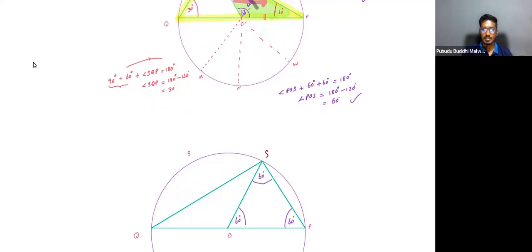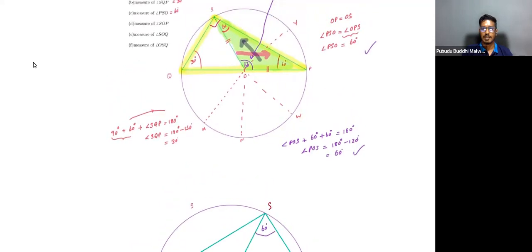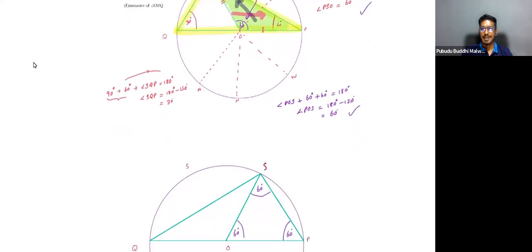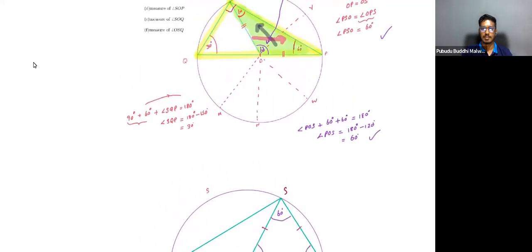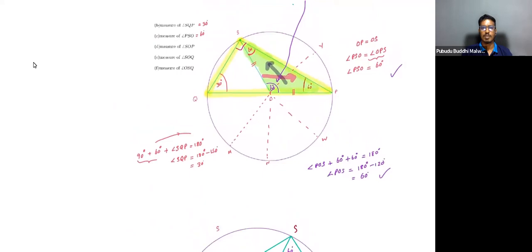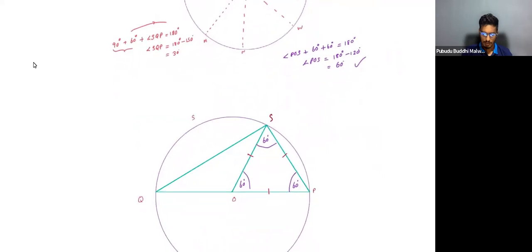So basically, this POS triangle, that's an equilateral triangle actually. So I can mark these three sides like this, three equal sides. And so we have all the other angles. Now we can compute SOQ and OSQ, those two angles.